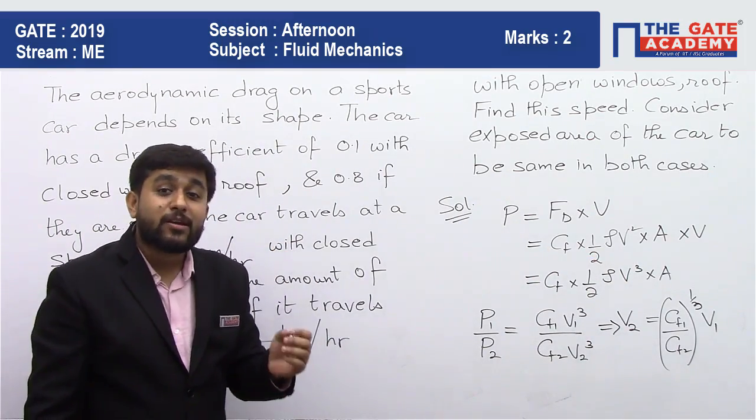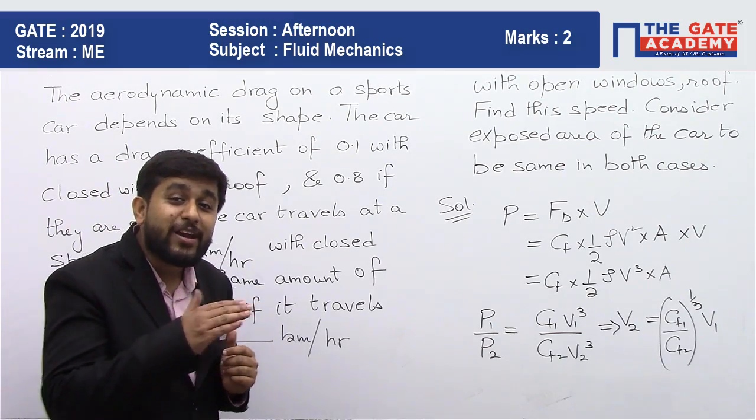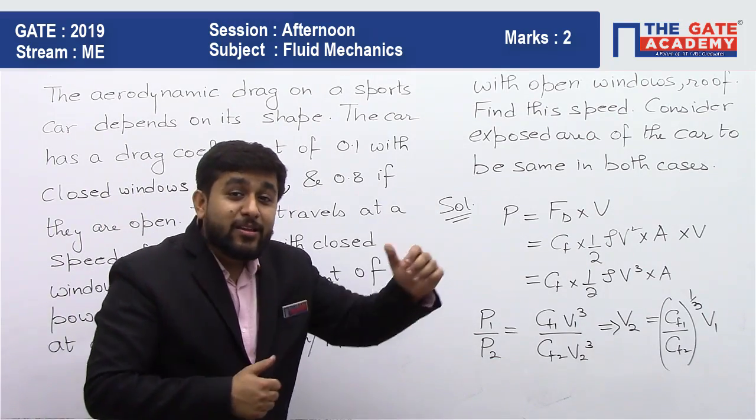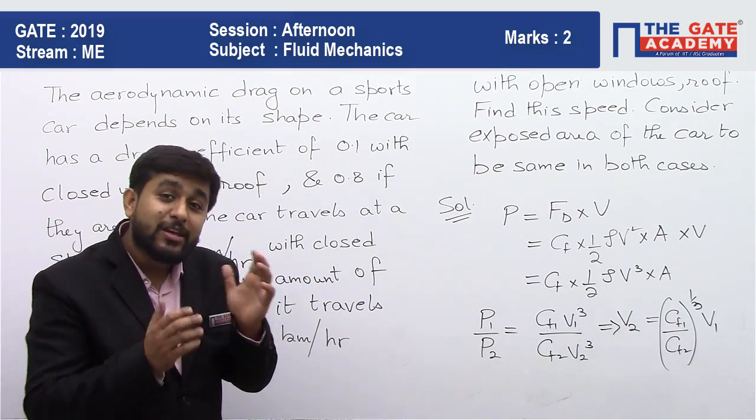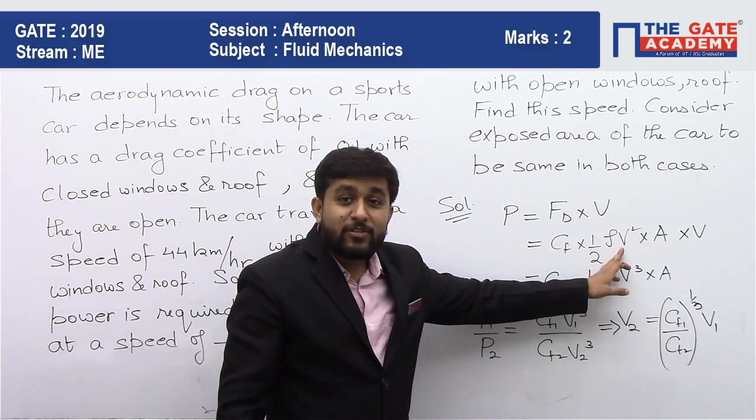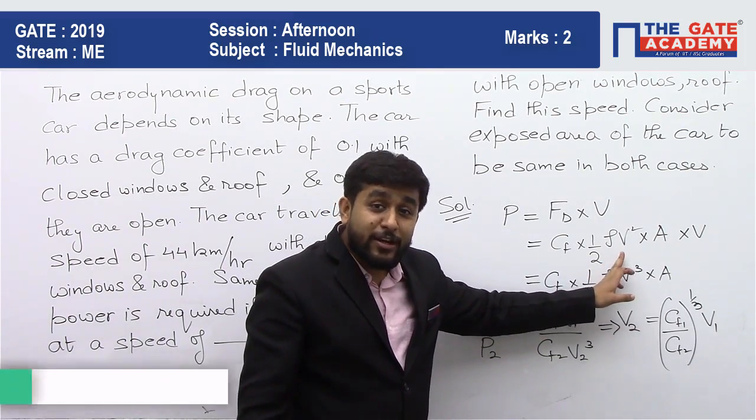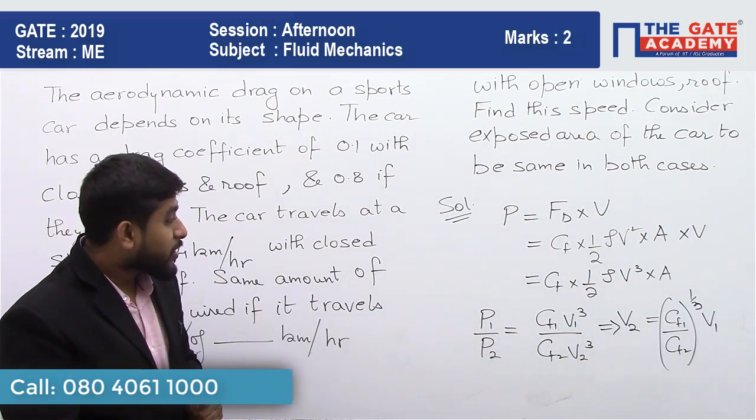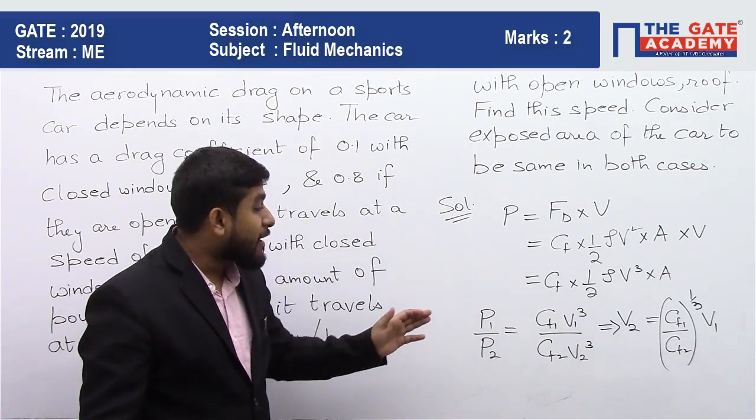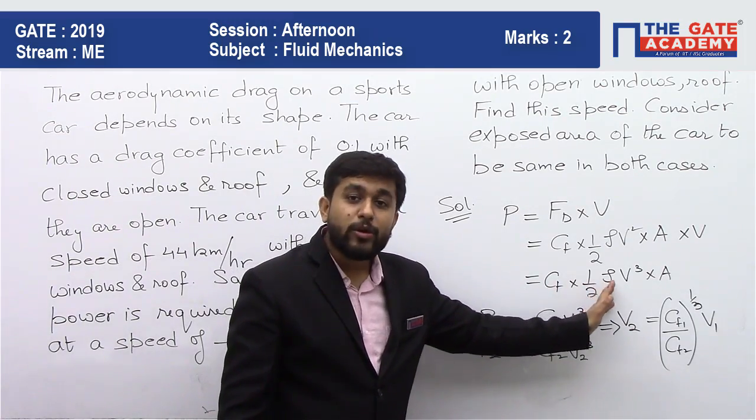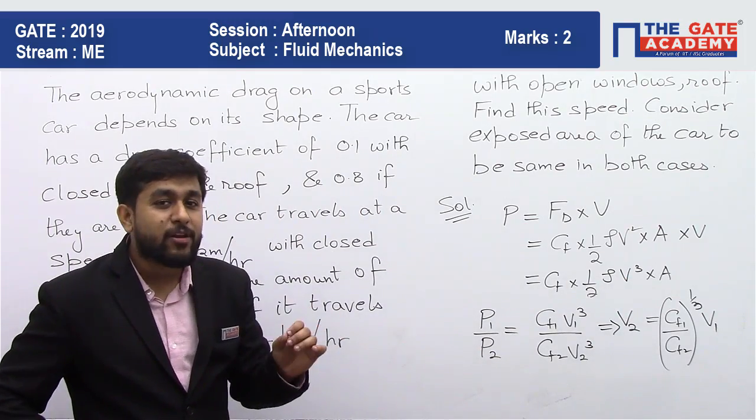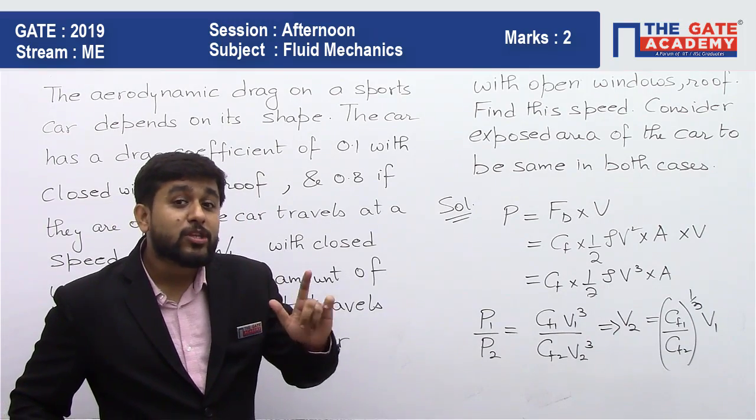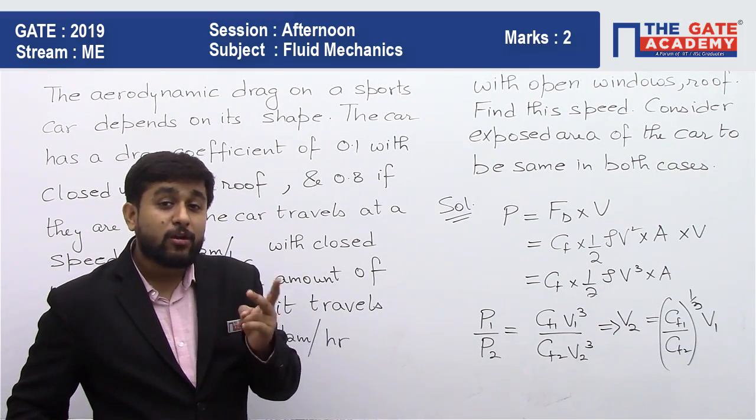With respect to car, the relative velocity will be, so if the car is moving ahead at a speed of 44 km per hour, then with respect to car, the air is moving in the backward direction with the same speed. So this V, the free stream velocity, the relative velocity of the air with respect to car, is actually the absolute velocity of the car. So power can be written like this: power is equal to Cf into half into rho into V cube into area. So car power not only depends upon exposed area and drag coefficient, but it depends upon the cube of the absolute velocity of the car.